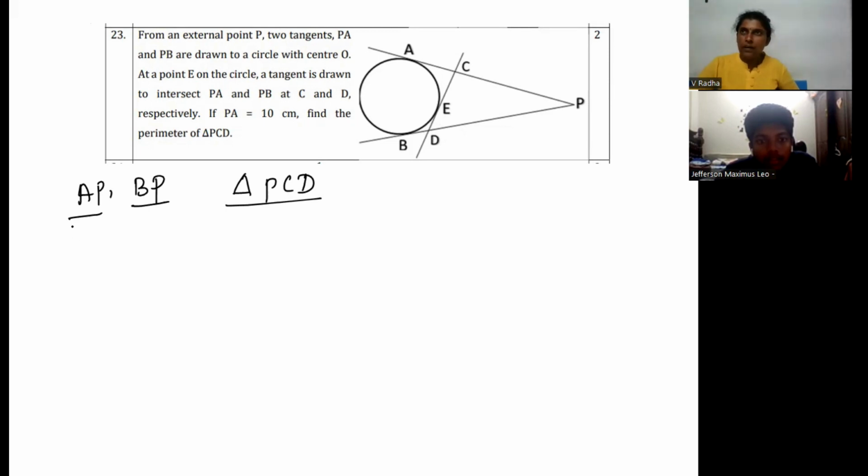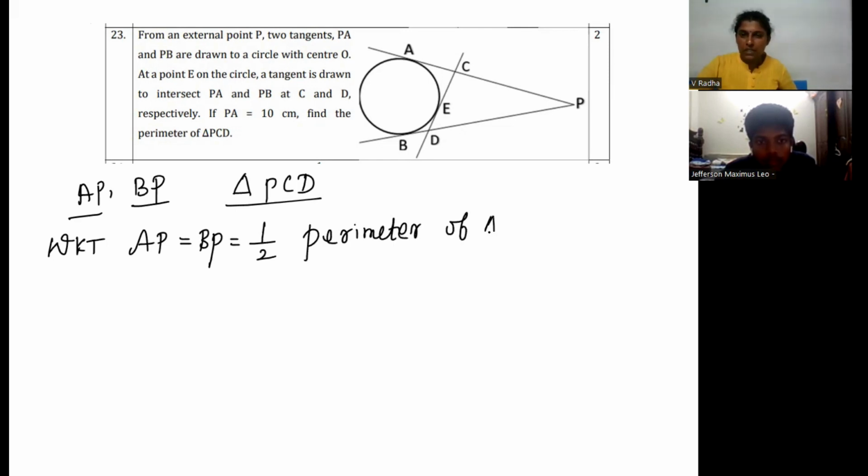That is okay, but we have already written a proof. So we know the result that AP is equal to BP is equal to half the perimeter of triangle PCD, no? Yes, ma'am. Do you remember the proof? Yes, ma'am. If you don't remember the proof, we will write the proof. Okay, ma'am. Shall we write the proof?